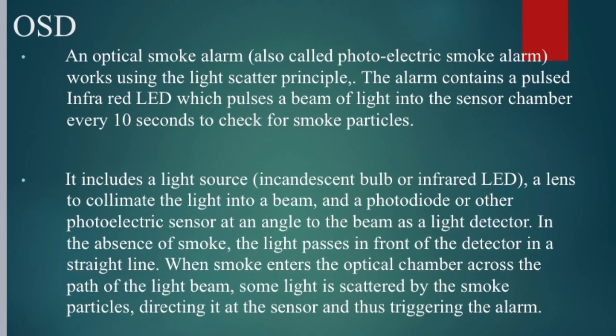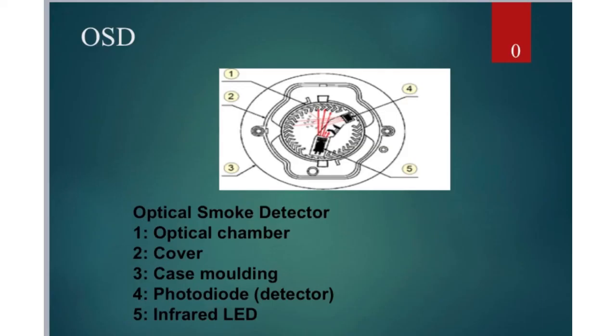In the absence of smoke, the light passes in front of the detector in a straight line. When smoke enters the optical chamber across the path of the light beam, some light is scattered by the smoke particles, directing it at the sensor and thus triggering the alarm. The optical smoke detector consists of optical chamber, cover, case molding, photodiode, infrared LED.